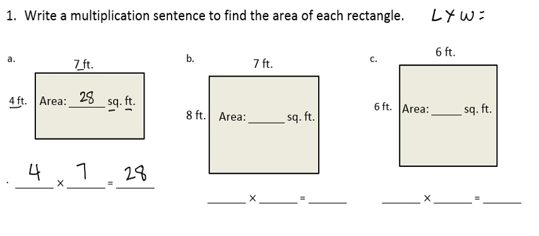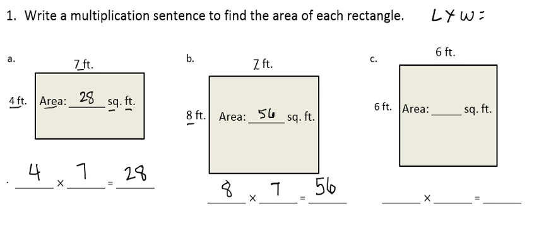A reminder that when we're finding the area of a rectangle, we're finding out how many squares fill that shape. So this tells me I would have 4 rows of 7 squares, or 28 square feet. For rectangle B, I have an 8 foot by 7 foot rectangle. 8 times 7 is 56. So the area of this rectangle is 56 square feet.